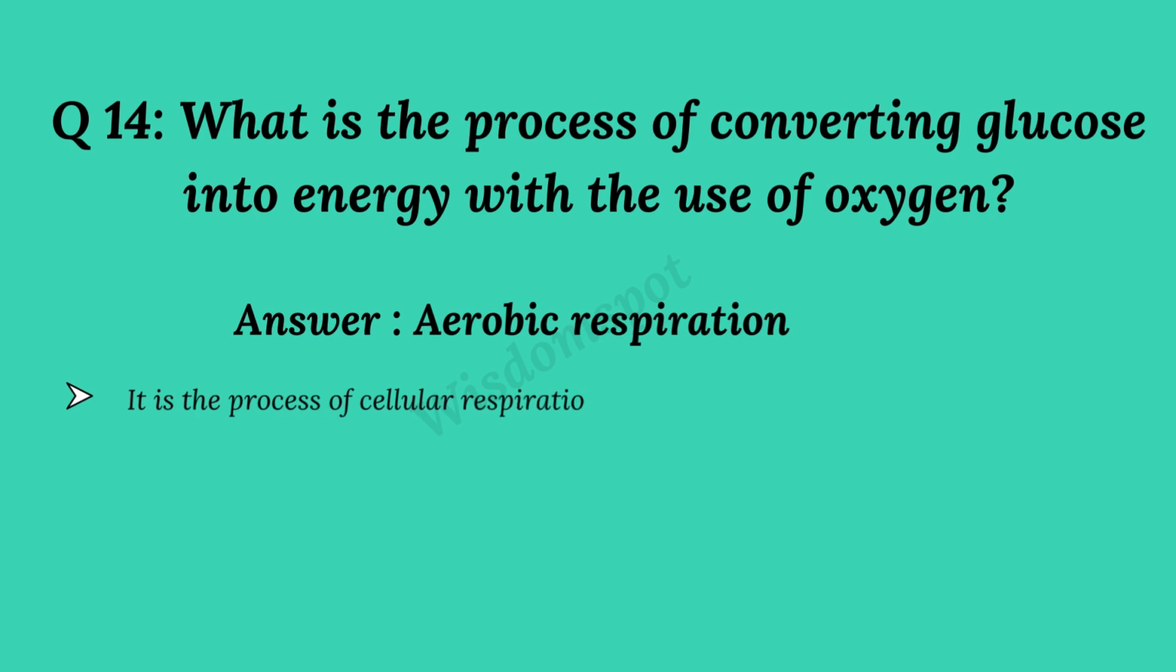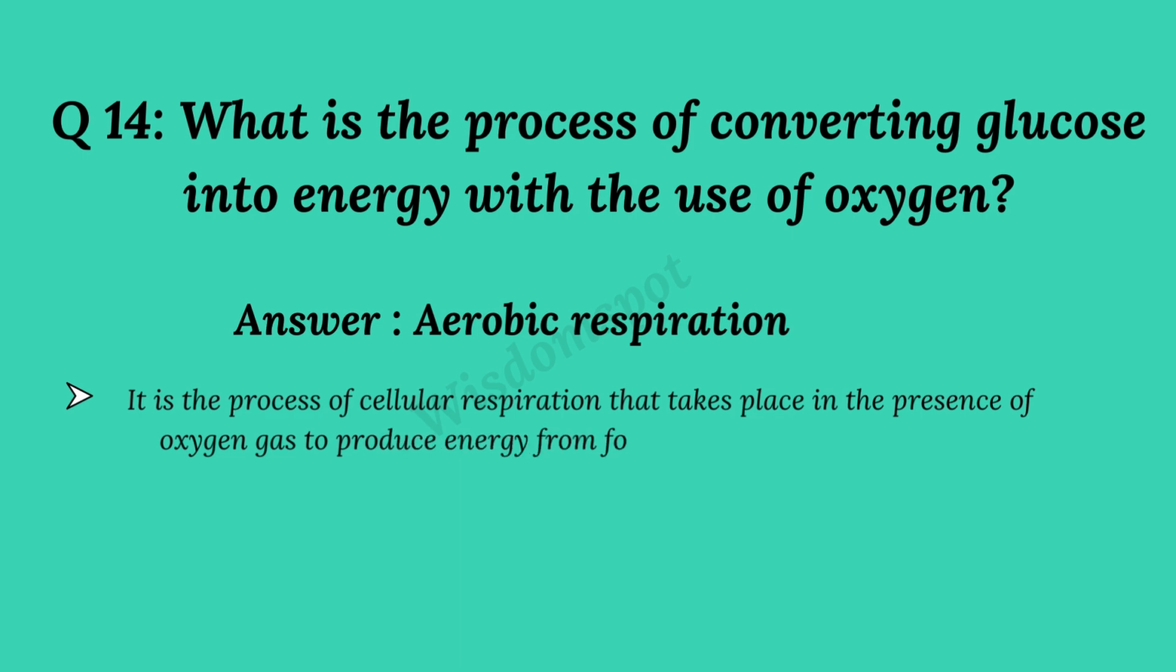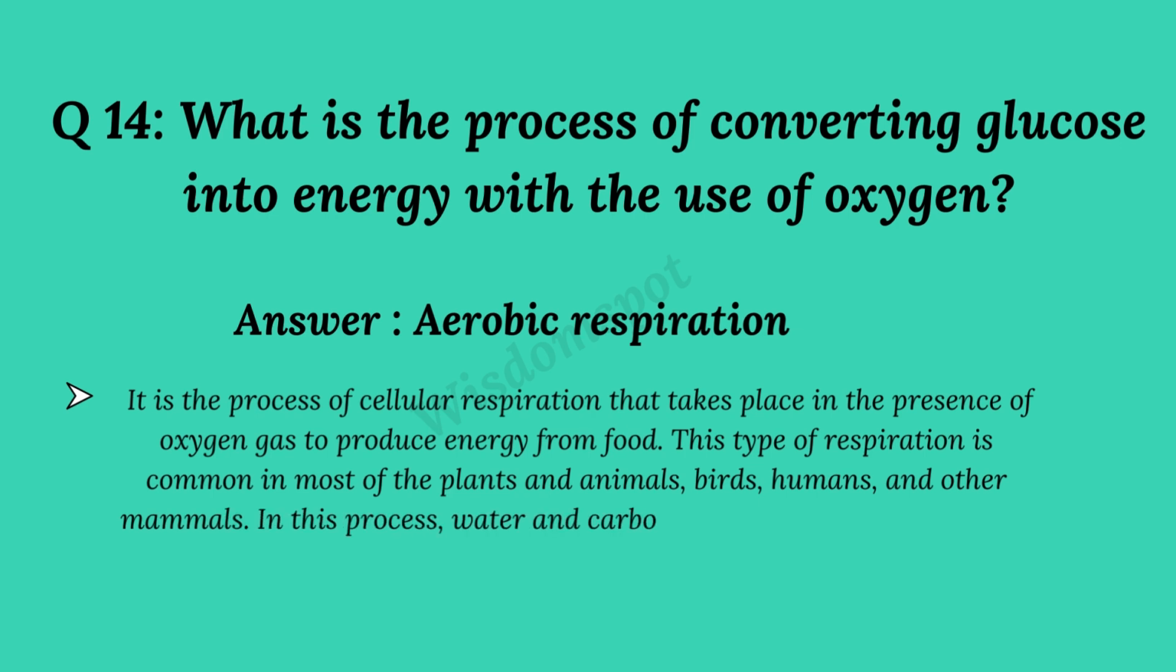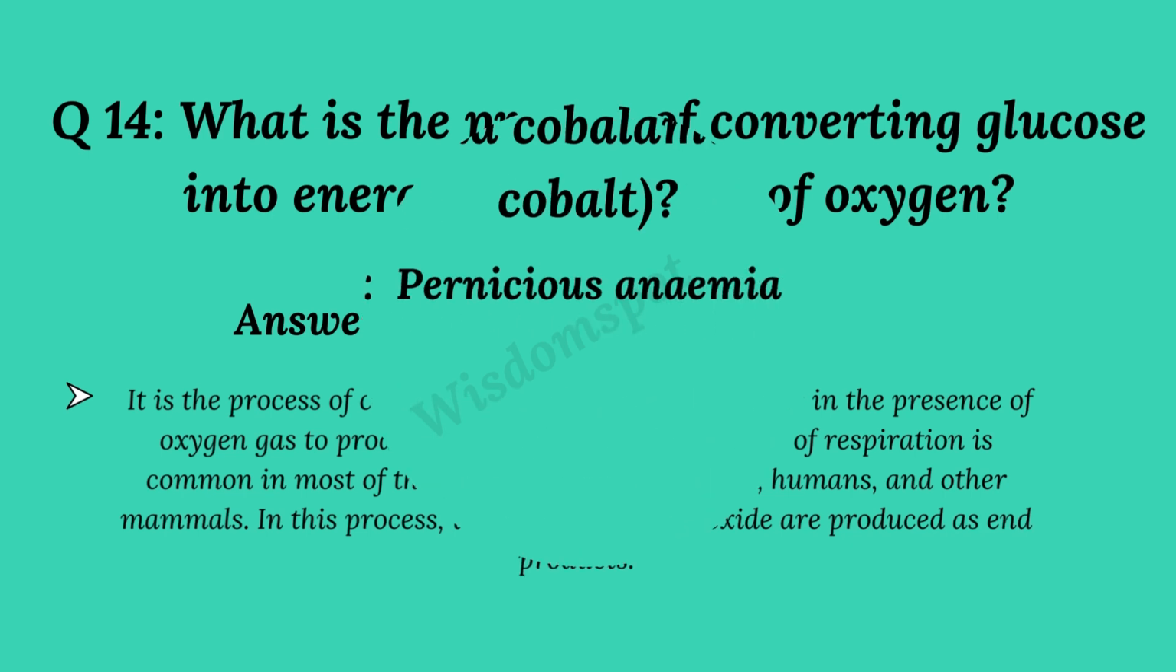What is the process of converting glucose into energy with the use of oxygen? Answer: aerobic respiration. It is the process of cellular respiration that takes place in the presence of oxygen gas to produce energy from food. This type of respiration is common in most plants and animals, birds, humans, and other mammals. In this process, water and carbon dioxide are produced as end products.